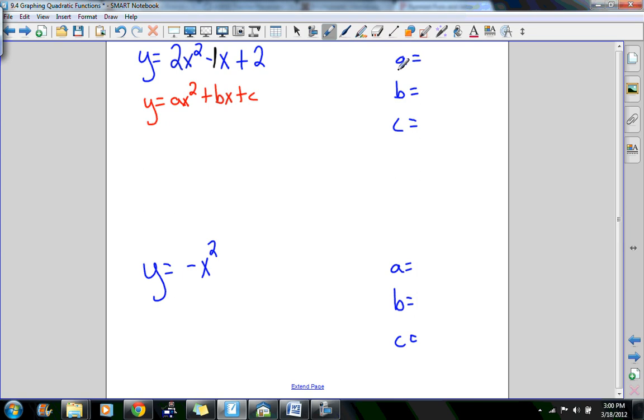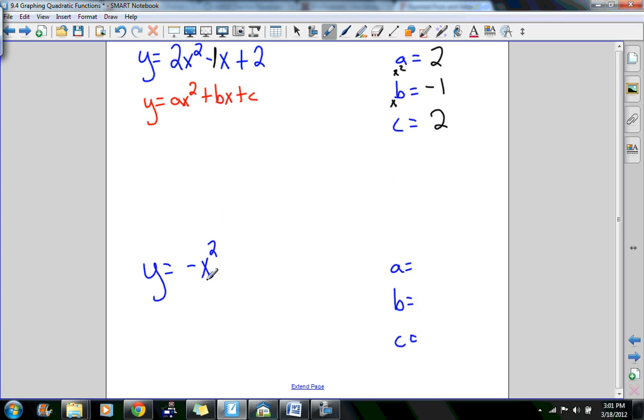A will always be with the x squared term. So the coefficient of the x squared term is 2. The b will always be with the x term. Here, because we did Andy's method, it's a -1. And then the 2 is the c term because it's always by itself. So our values of a, b, and c are 2, -1, and 2.